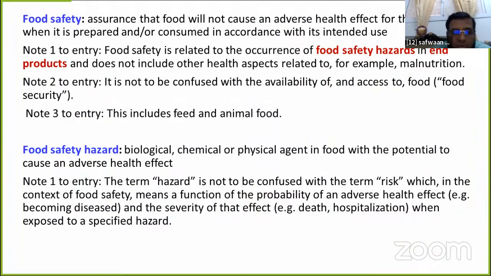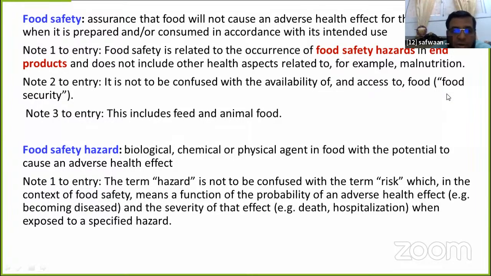Then regarding food safety, what is food safety? Food safety is the assurance that food will not cause an adverse health effect for the consumer when it is prepared or consumed in accordance with its intended use.